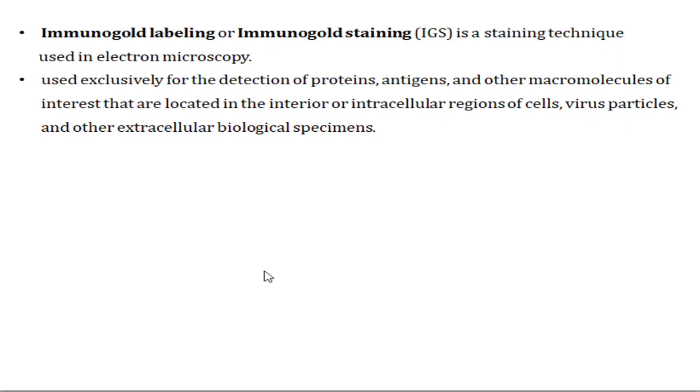Next is the immunogold labeling technique, also called the immunogold staining technique, which is a unique immunostaining technique employing electron microscopy and generally used for detecting protein, antigen, and other macromolecules within the location of the cell itself.